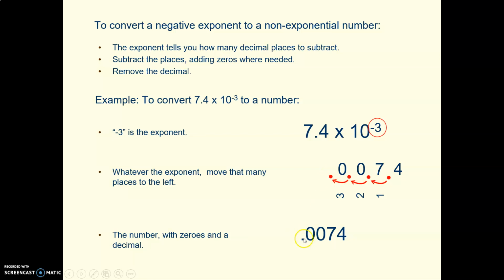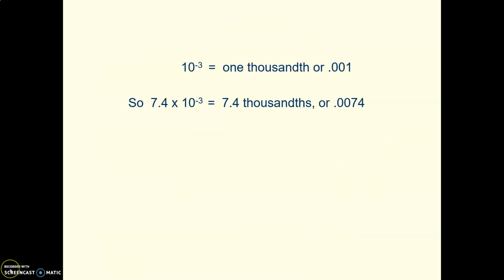Our number is 0.0074. There it is right there, 0.0074. And if you're interested, that happens to be 7.4 thousandths. The 7 is in the thousandth place, so 7 thousandths and 0.4 of a thousandth. Ten to the minus third is 1/1,000th, or 1 divided by 1,000, or 0.001. So 7.4 times 10 to the minus 3 is 0.0074.